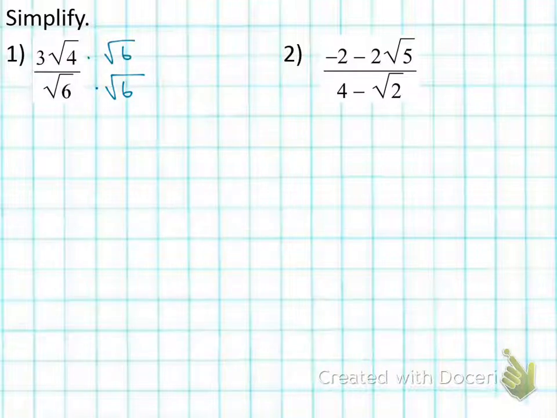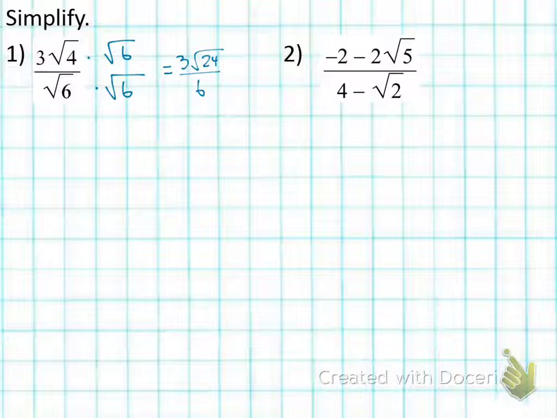Okay? So in our numerator, we got 3 rad 4 times rad 6. We multiply the radicals together. 4 times 6 is 24. So we keep that in the radical sign. The 3 we leave on the outside. So it's 3 rad 24. Denominator, rad 6 times rad 6 is like saying rad 36, which is just 6.